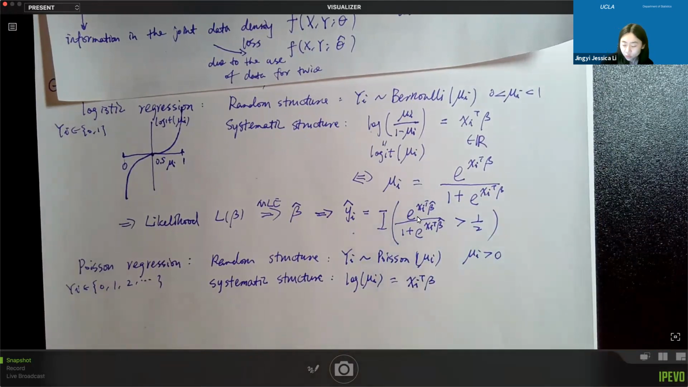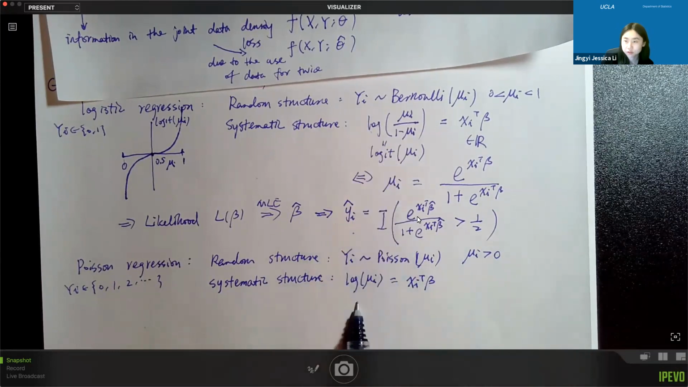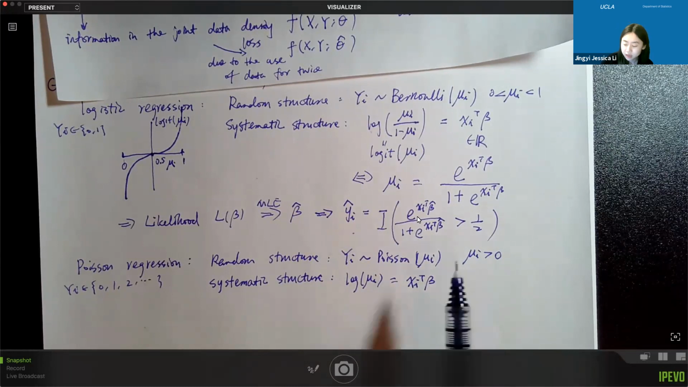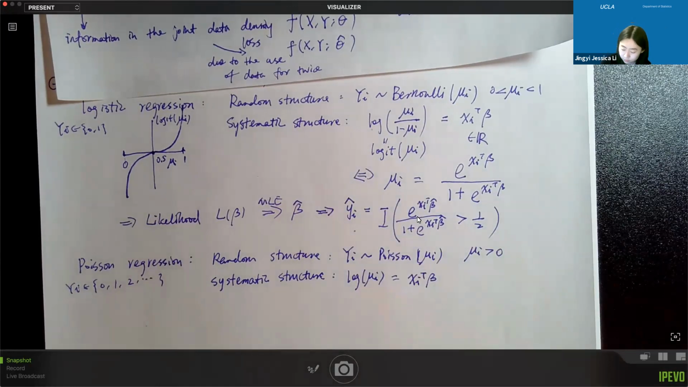One thing I didn't say, because it's jargon, so if you don't know it, that's fine: in the GLM, people call these transformations on mu i, here the logit function, here the log function, the link function. That's jargon used in GLM. It's just about how you transform the mean of y i so that after transformation, it can be written as a linear function of your features. Okay, so these are link functions.